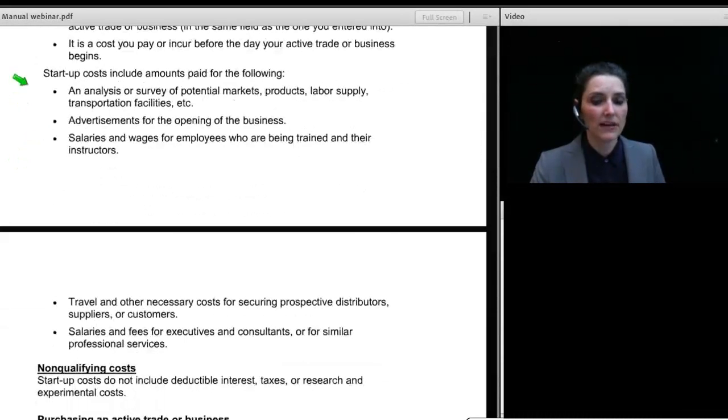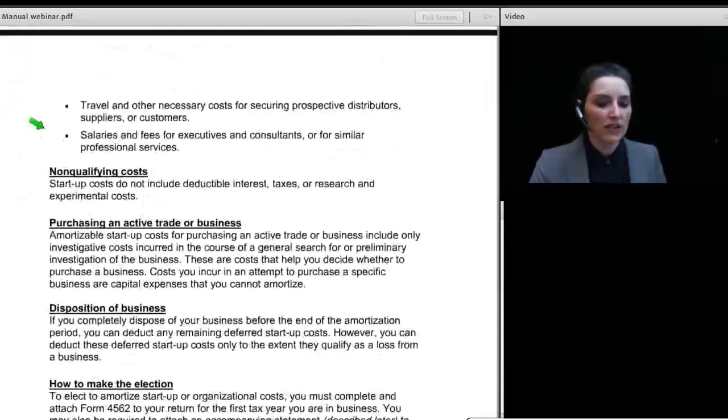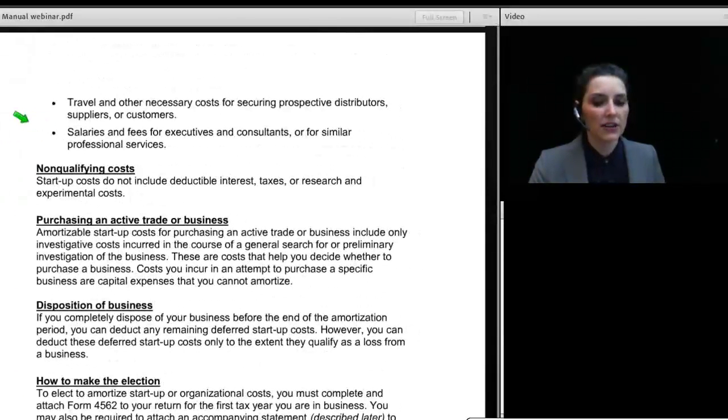Startup costs include amounts paid for the following: an analysis or survey of potential markets, products, labor supply, transportation, facilities, etc. Advertisements for the opening of the business. Salaries and wages for employees who are being trained and their instructors. Travel and other necessary costs for securing prospective distributors, suppliers, or customers. Salaries and fees for executives and consultants or for similar professional services.